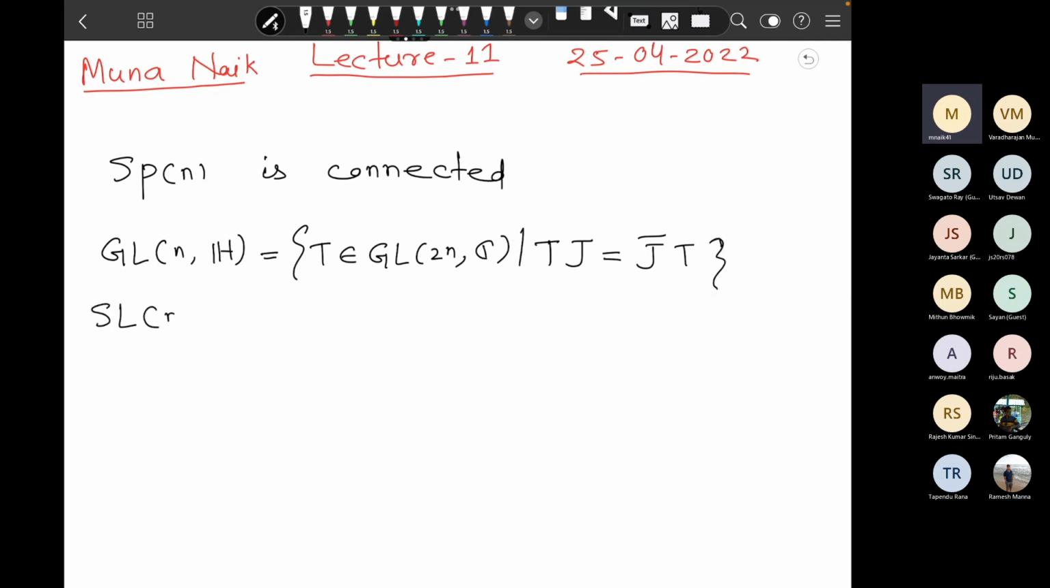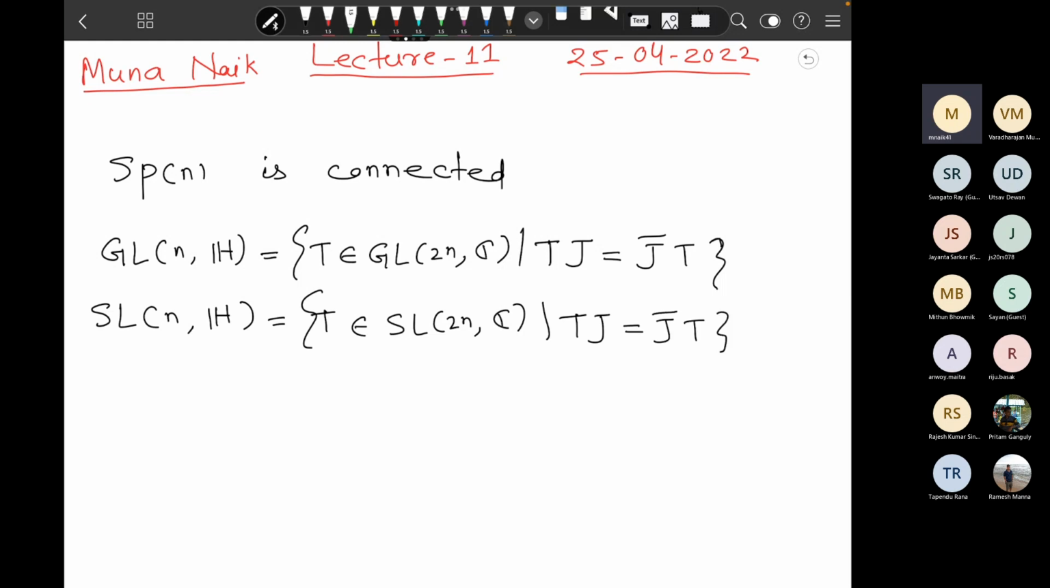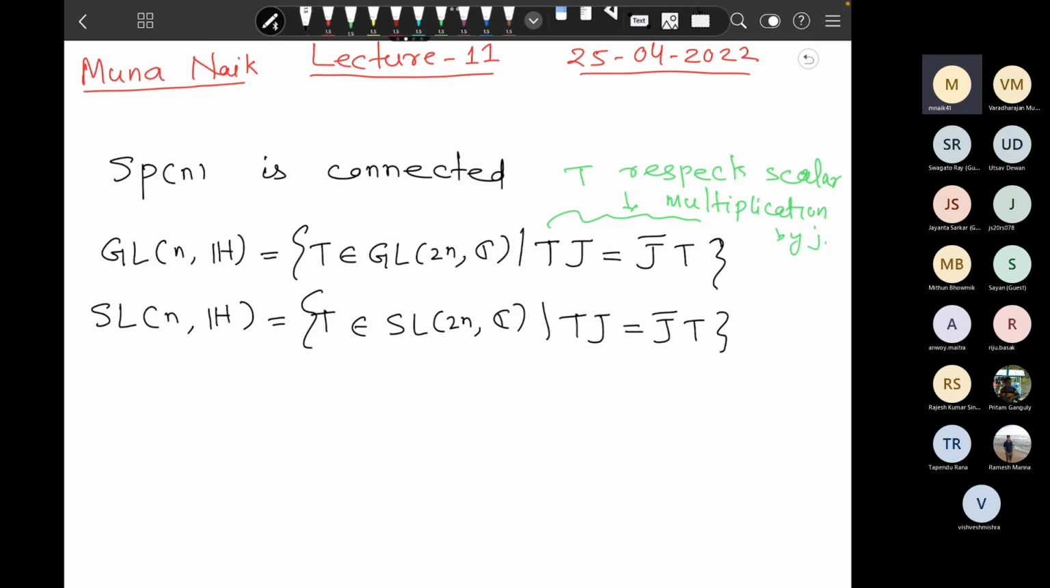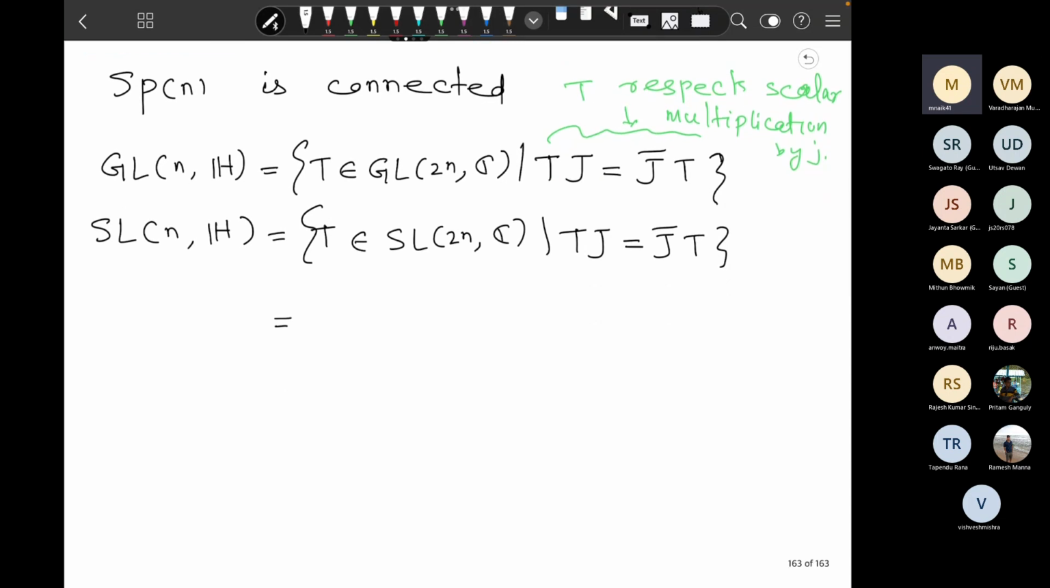Similarly, we have also seen SLNH: T belongs to SL2N(C) so that Tj is equal to J bar T. This condition really says that T respects the scalar multiplication by J. So we have also seen that this SLNH is nothing but GLNH intersection SL2N(C). This much we have seen.